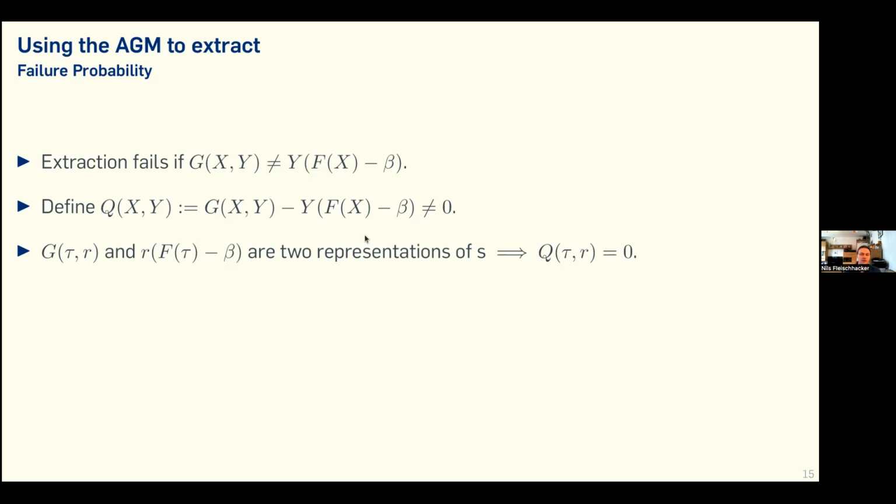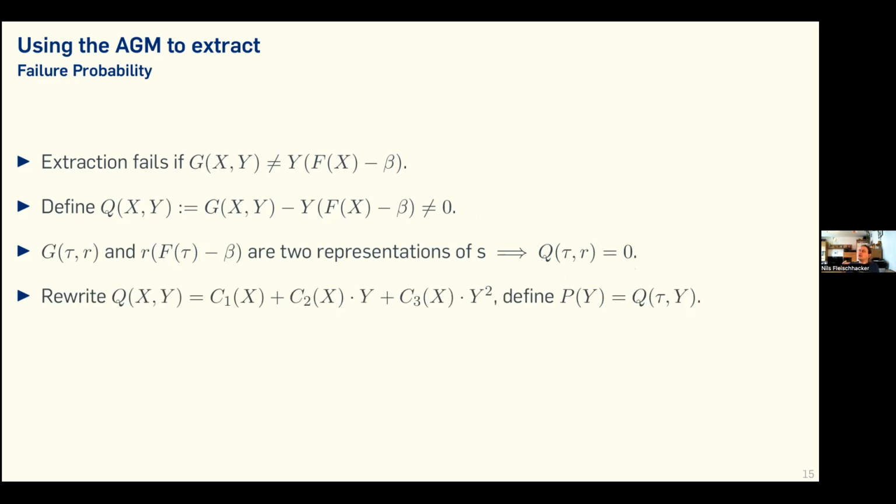On the other side, if we evaluate this part on tau and r, what we end up with is this, which is how we ourselves, so the encapsulation algorithm, or in this case the extractor, computed the value s. So both of these are representations of s, which means they are the same, which means that this polynomial q is actually 0 at that point. So what we have is a non-zero polynomial with a root at position tau, r.